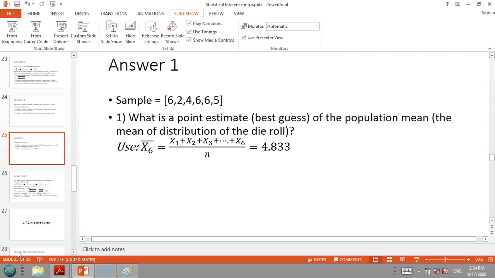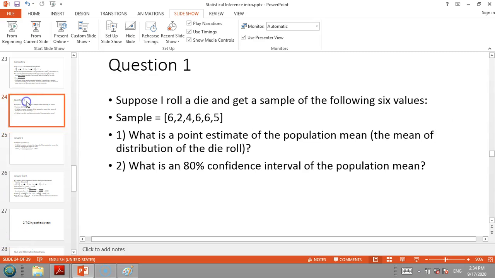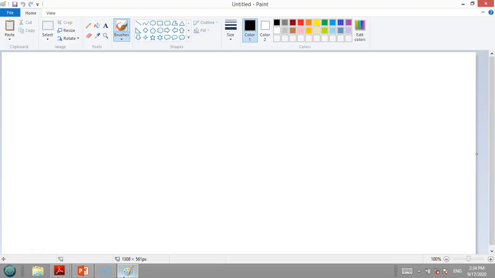And so let's look at the question. I have some values here, and I'm looking for 80% confidence. The sample: 6, 2, 4, 6, 6, 5, 4. Okay, so S.